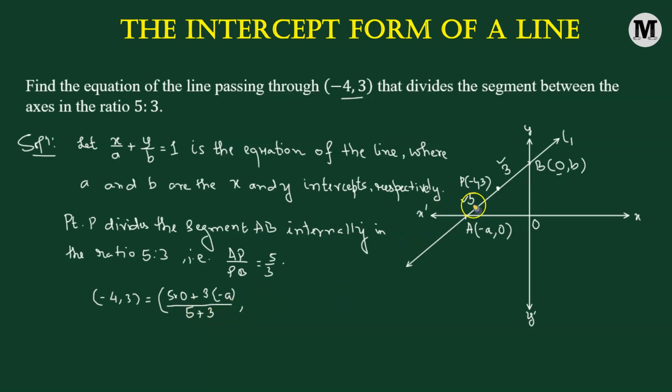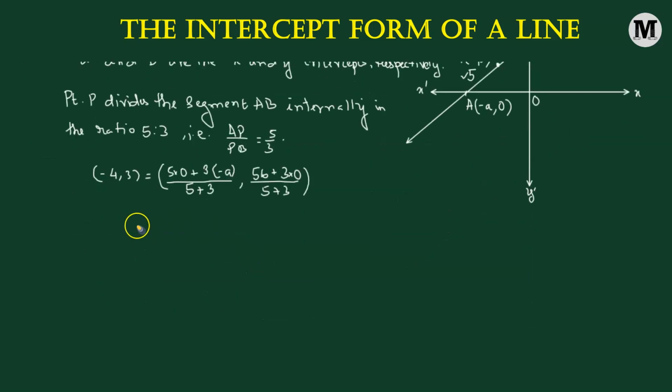And then similarly we can find out the y coordinate. 5 gets multiplied to the y coordinate of B, so we have 5b, and then 3 gets multiplied to the y coordinate of A, so we have 3 times 0, divided by 5 plus 3. Okay, now we have (-4, 3) equals -3a divided by 8, and then we have 5 times b divided by 5 plus 3, so that's going to be 8.